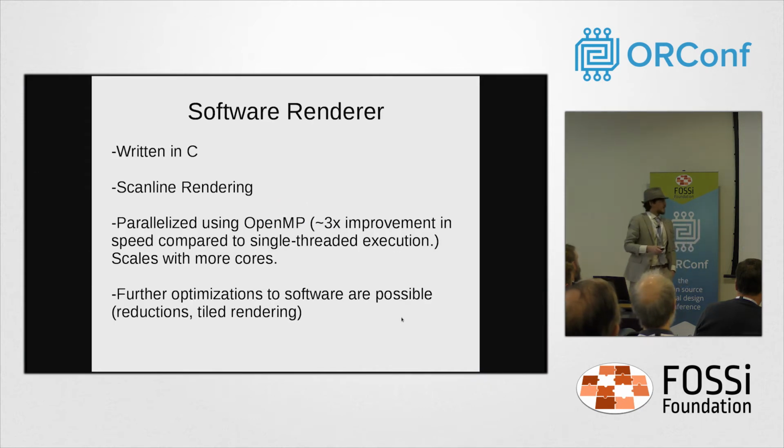So the software renderer is written in C. The type of rendering it uses is what's called scanline rendering. There are different types of rendering architectures that exist. The reason I chose scanline is because it's fairly common. It's typically used for high-performance rendering, but it doesn't always guarantee the highest visual fidelity without using different types of shaders and post-processing effects.